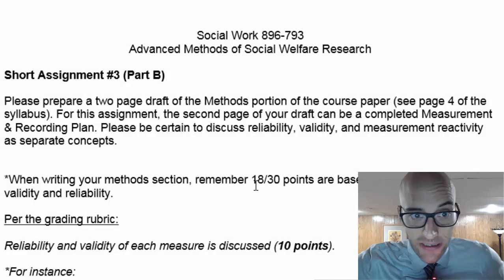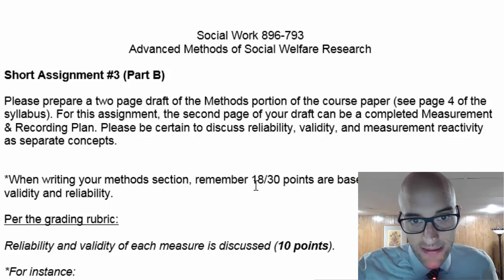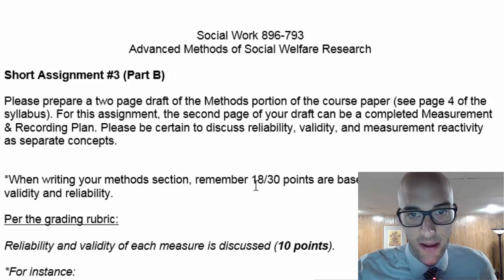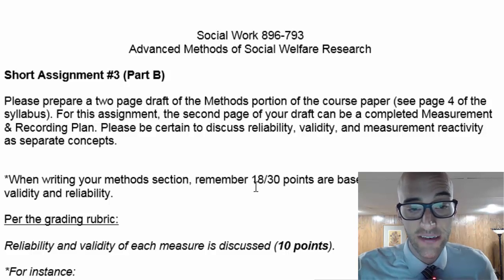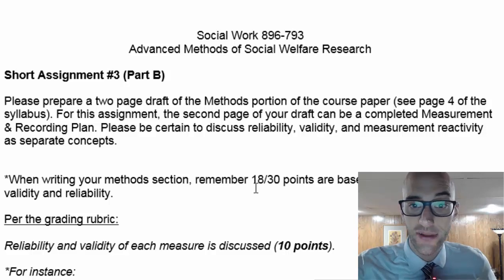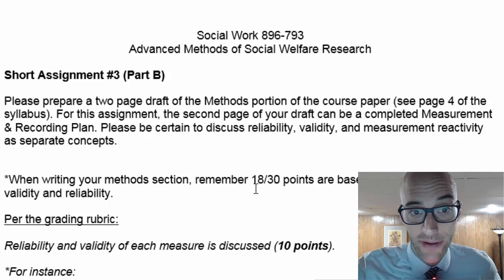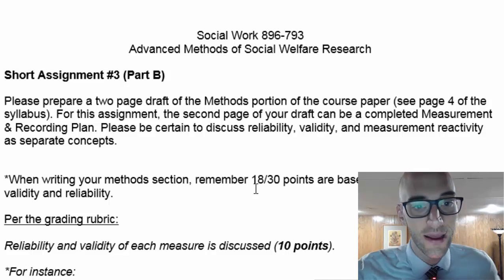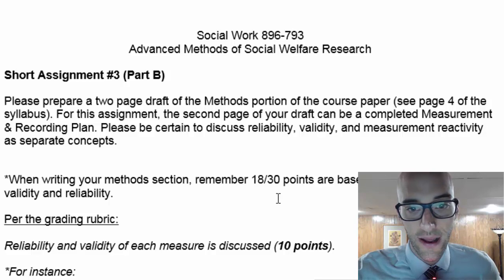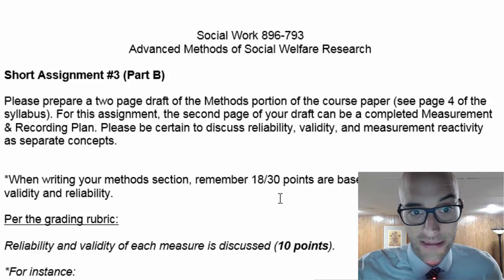And again, the biggest part of short assignment number 3 is creating your methods section. There's more information on this in the syllabus, but the big thing here is to create a measurement and recording plan, discussing reliability, validity, and measurement reactivity as 3 related but separate concepts. I would like you to discuss all 3 of these concepts related to your single system design. In writing your methods section, remember 18 out of 30 of the points are based on reliability and validity.